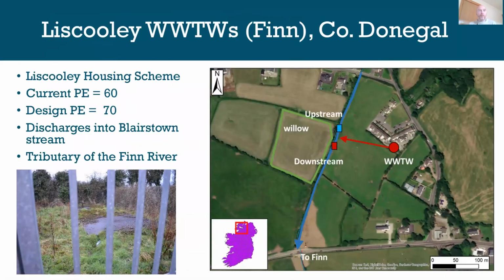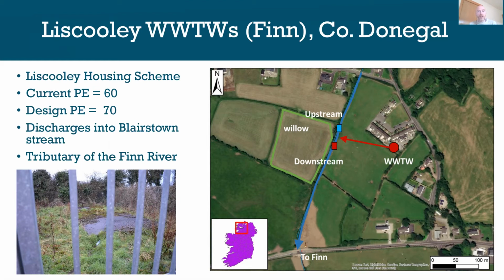So just a bit of background at the Liscooley wastewater treatment works site. As I say, this is in the Finn catchment in County Donegal. Hopefully you're able to make out from the picture that the wastewater treatment works in Liscooley is at the back of the Liscooley housing scheme. It serves a population of 60 people, and it's discharging into the nearby Blairstown stream, which is a tributary of the Finn River.